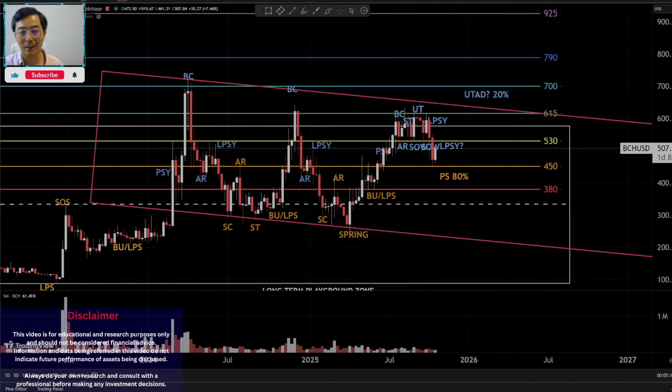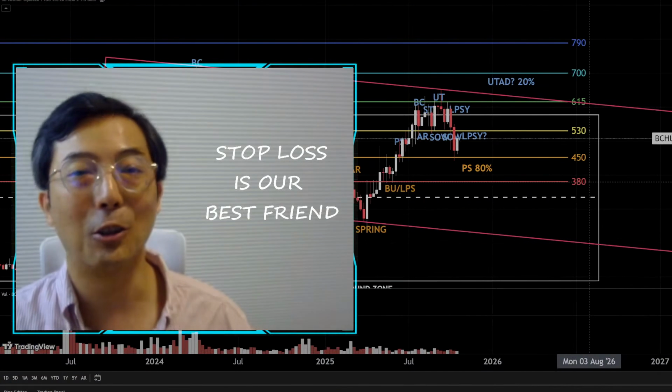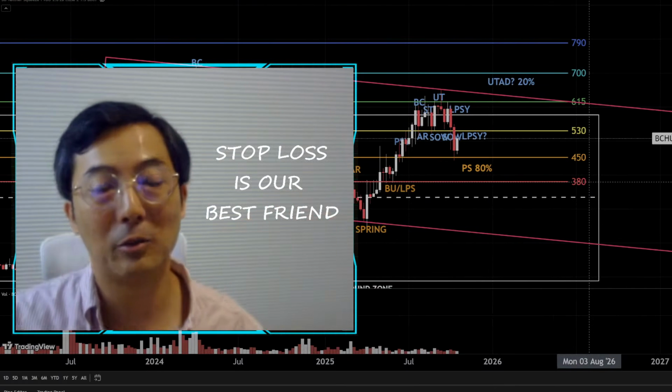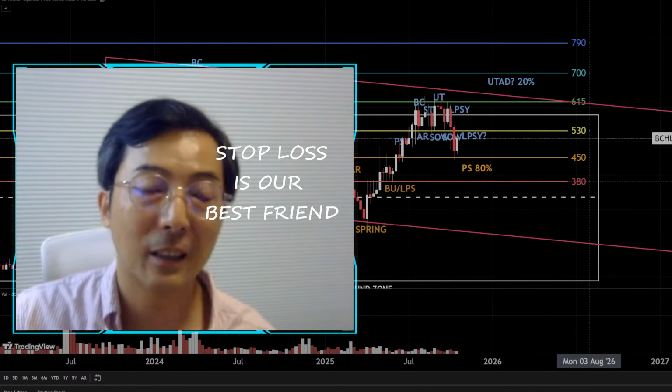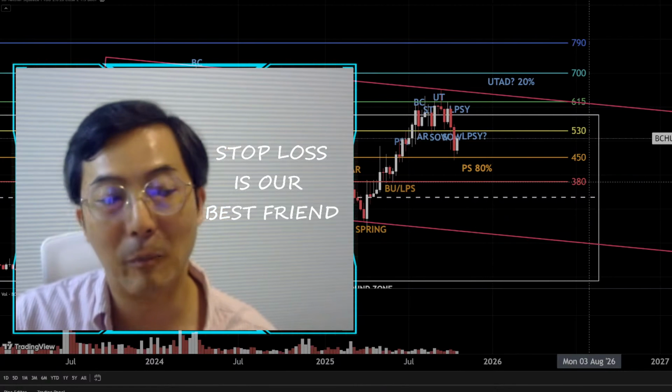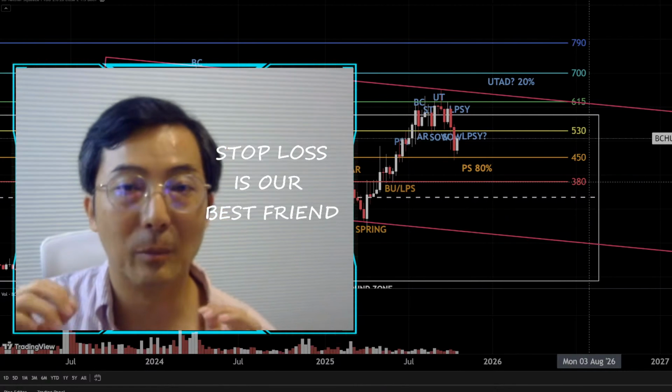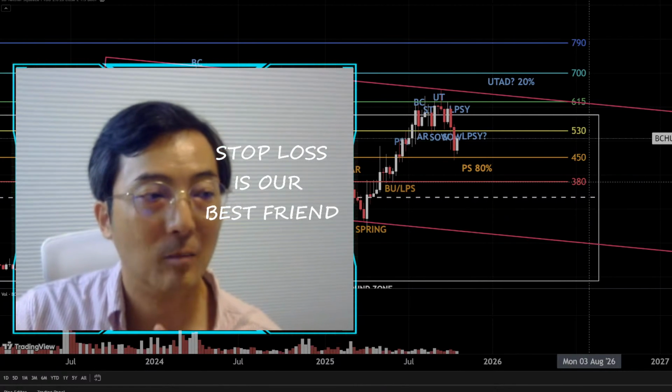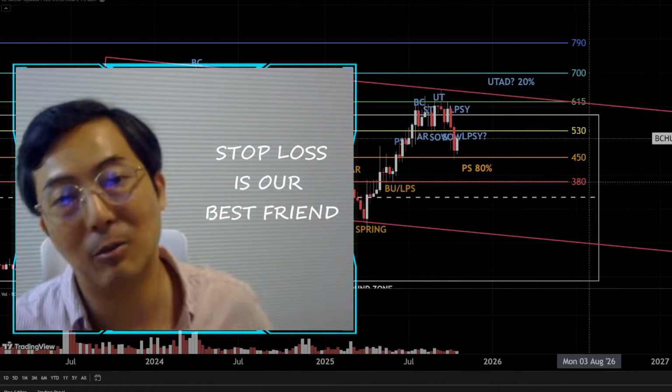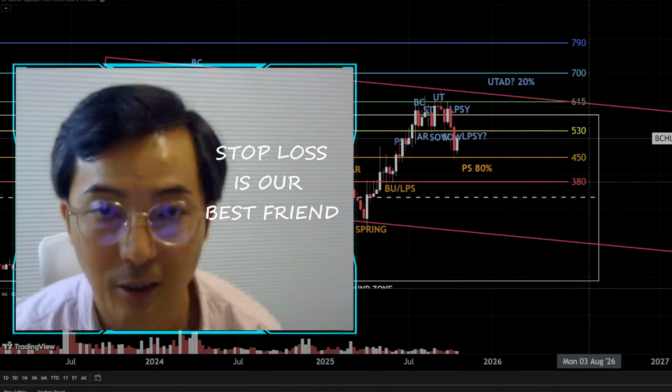At least it has climbed compared to some other altcoins after the 2024 December peak. They never climbed this year, basically. So fingers crossed that if it really goes up, let's challenge this 700 level.